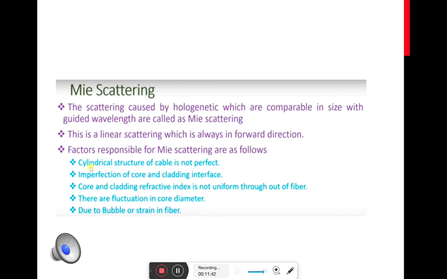The factors responsible for Mie scattering are that the cylindrical structure of the cable is not perfect, imperfection of the core and cladding interface, the core and cladding refractive index is not uniform throughout the fiber, fluctuations in core diameter, and bubbles or strain in the fiber. All of these factors are related to the fabrication of the fiber. So when there is an irregularity or non-uniformity, the light can hit the atoms or molecules. When the size of these obstacles or particles becomes comparable to the wavelength of the light, then Mie scattering takes place.